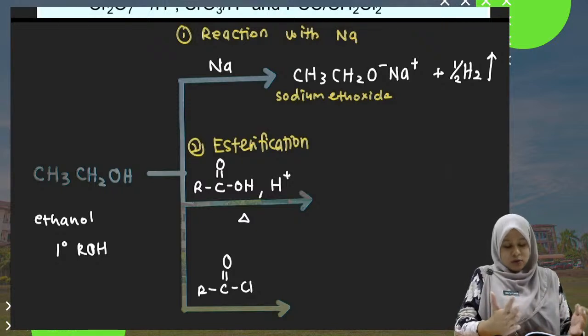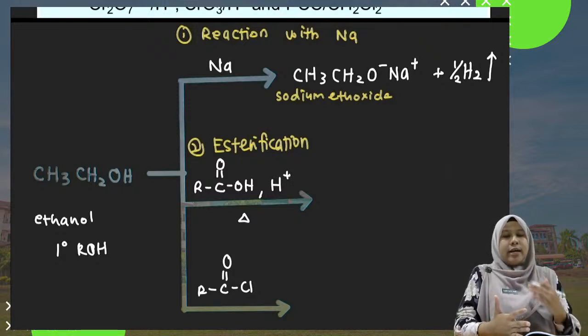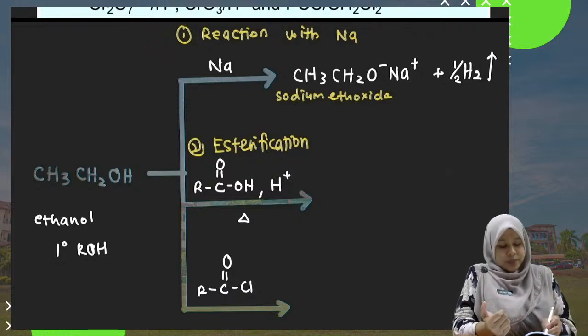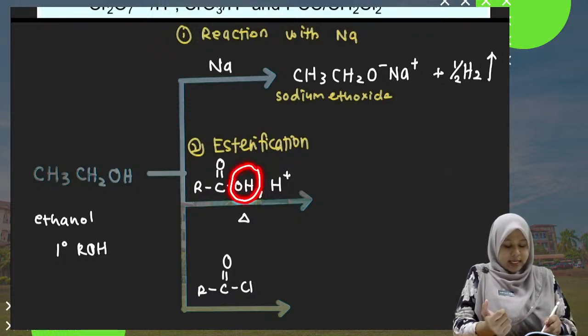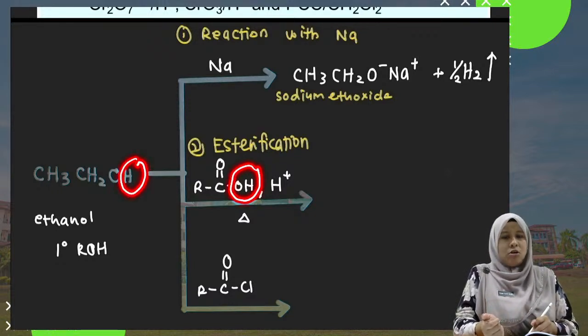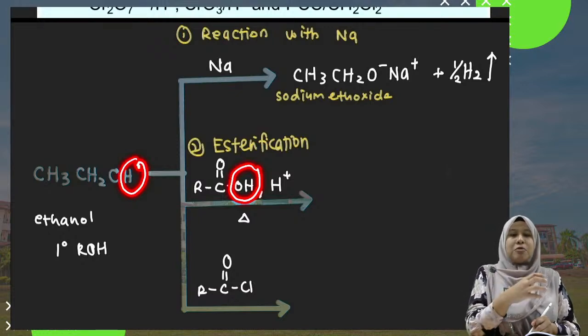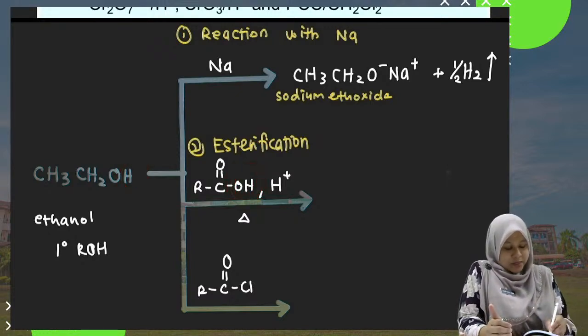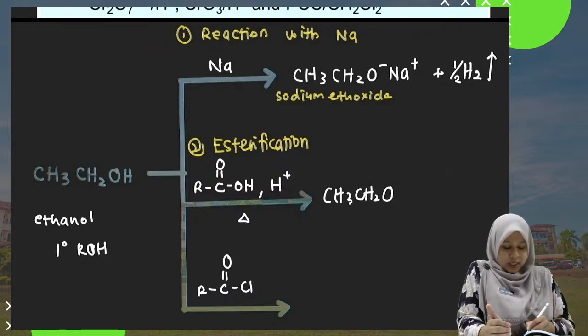Okay, so apa yang berlaku dekat sini? So untuk esterification dia akan remove water. Maksudnya OH daripada carboxylic acid dia akan combine dengan H daripada alkohol. So kita akan sambung structure yang hilang tu. Maksudnya kalau tadi alkohol dia ada kat sini CH3CH2O. Okay, H ni dah keluar ni.